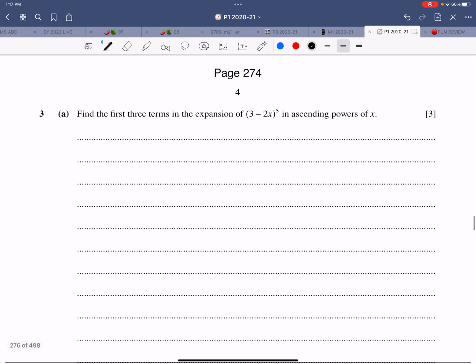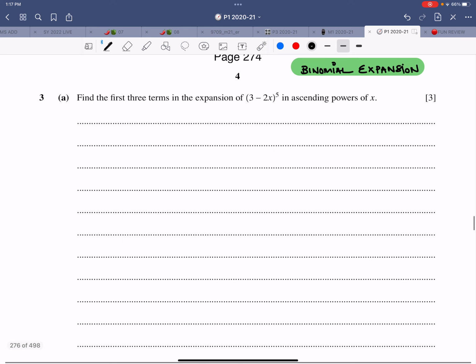Third question. It seems straightforward. This is a question of binomial expansion. This is P1, so it's binomial expansion. If it was S1, it would have been a question of binomial probability distribution. Now, what does it say? Find the first three terms in the expansion of such and such.